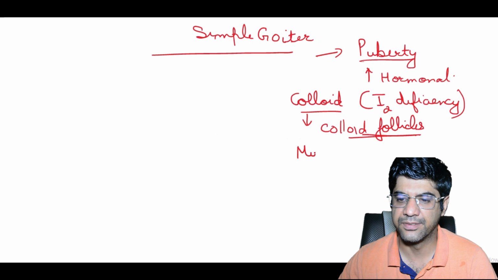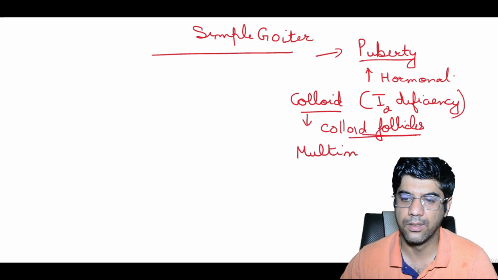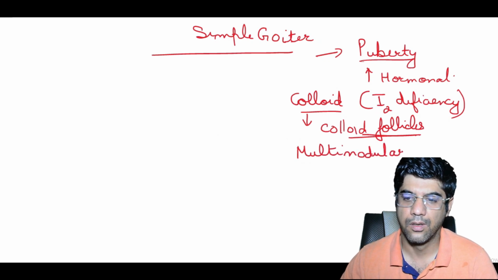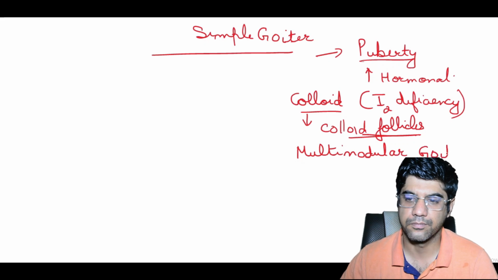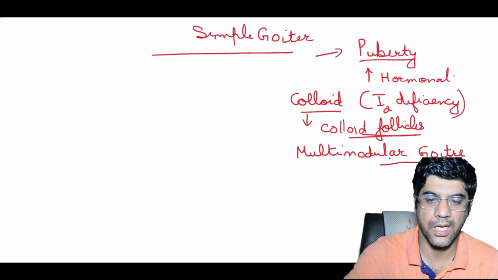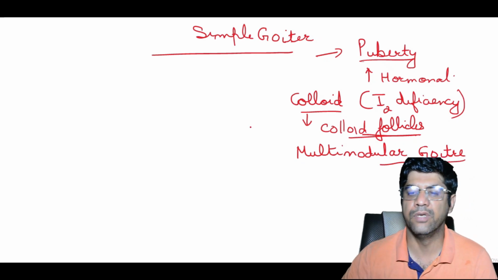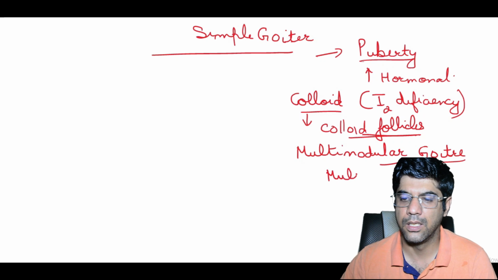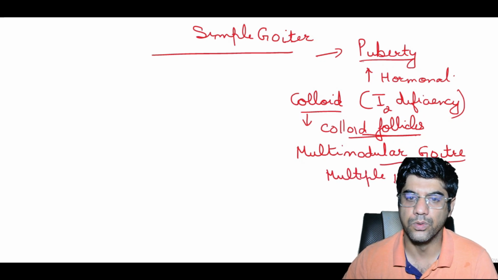Other type is multinodular goiter. Here you will see there would be enlargement of the thyroid gland. Along with that, you will see multiple nodules.